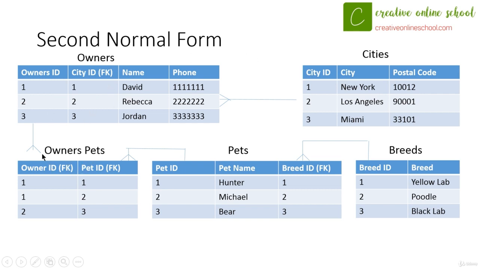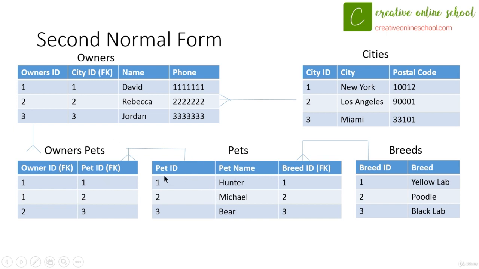And then what we have here in this owner's pets table is how you would normally do a many-to-many relationship. So if I wanted to have many owners owning many pets, what I do is I set up a separate table where it just includes their foreign keys. And this has a one-to-many relationship to each of the separate tables.